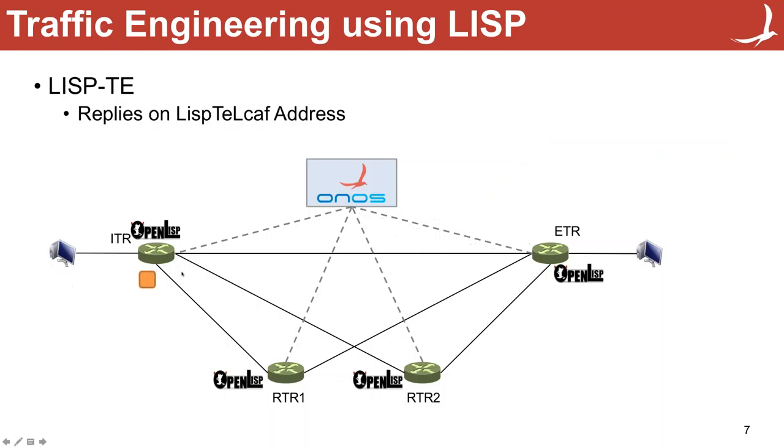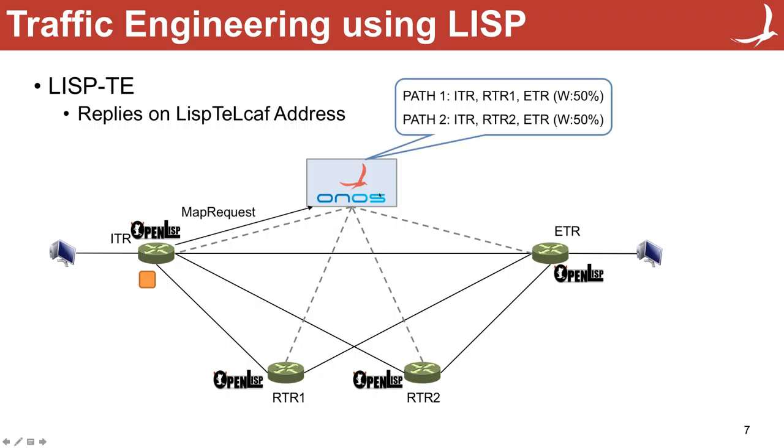When a packet is sent from the client to the ITR, since the ITR has no mapping information, it will ask ONOS about the path. Since ONOS already knows all the paths, it will reply to this request with a Map-Reply along with the TE path. Based on this path, the packet can be forwarded to RTR1, because we already have the preset path, and also to RTR2.